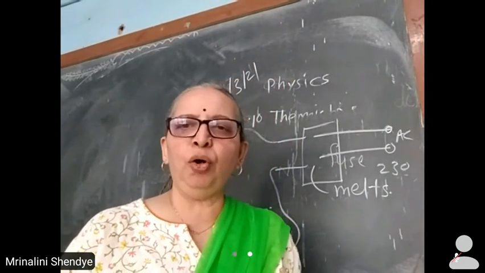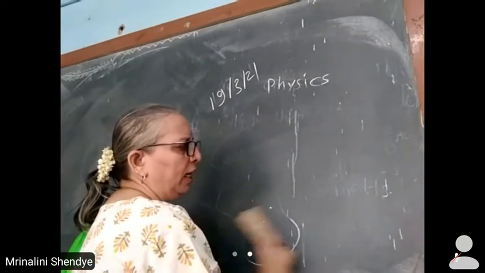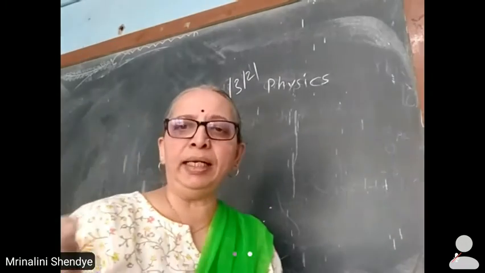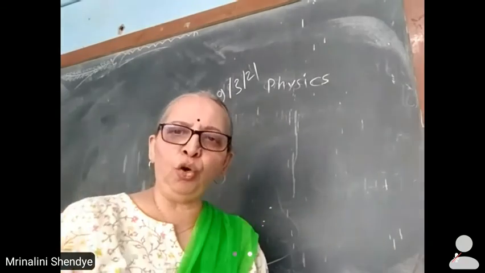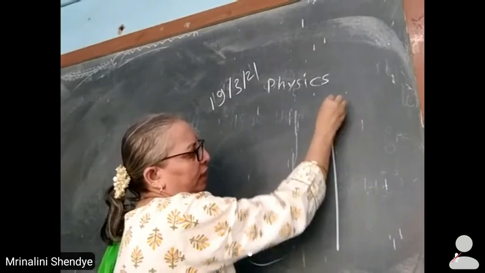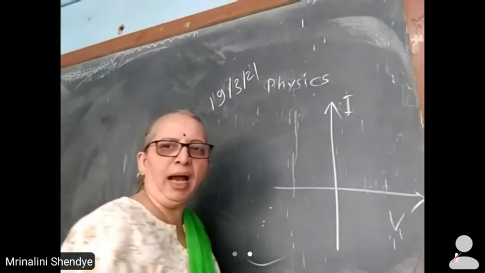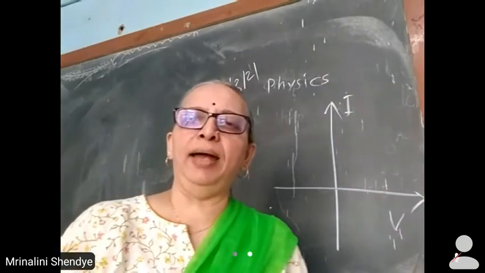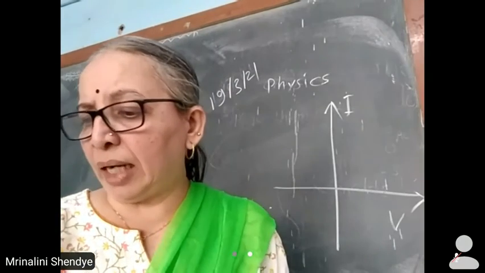And one more is left. If the junction is unbiased, or if you consider an ideal diode, the diode offers zero resistance, then what are its IV characteristics? What are the IV characteristics of an ideal diode, this question can also be asked.